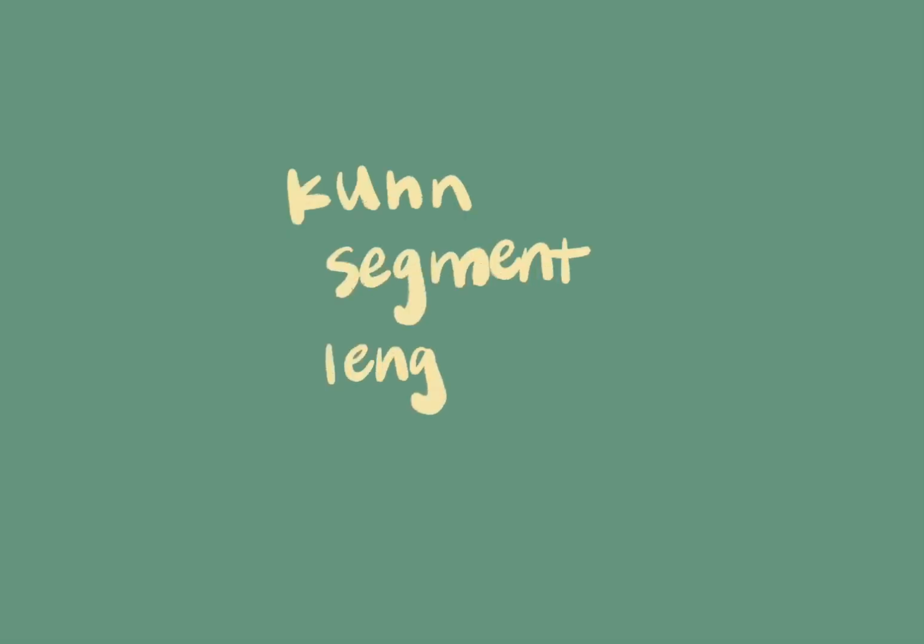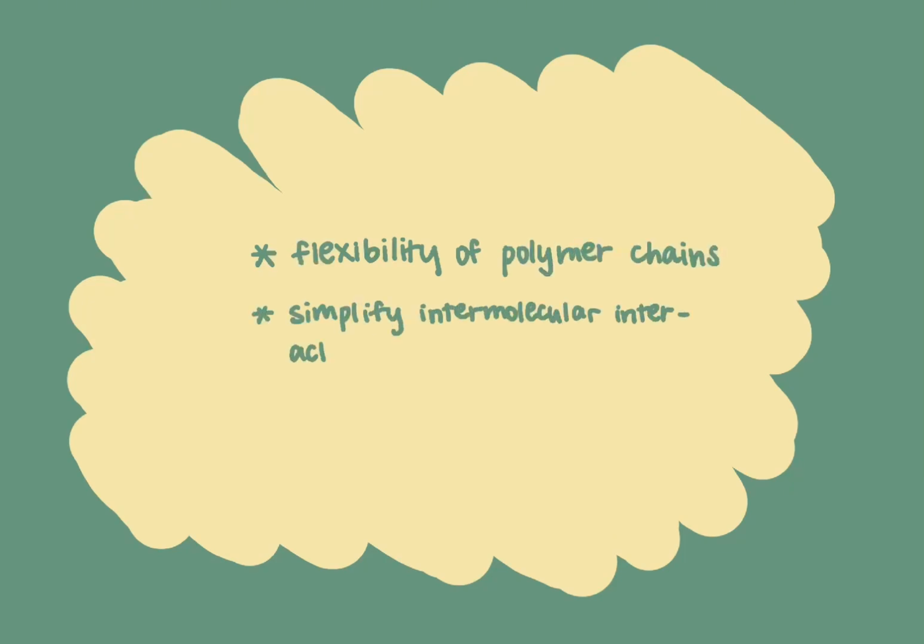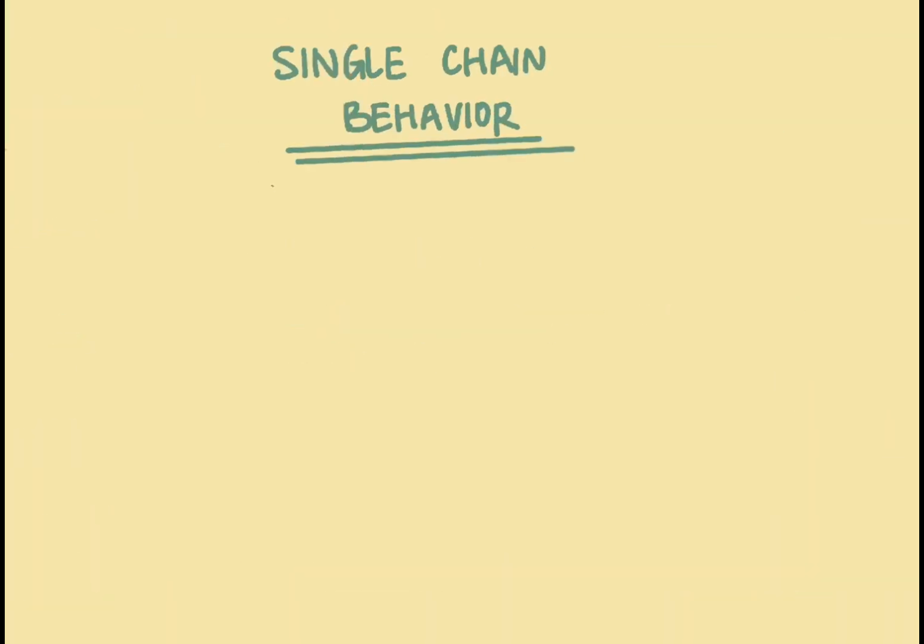Hello, today I will explain a fundamental concept in polymer physics, the Kuhn segment length. This term plays a critical role in describing the flexibility of polymer chains, which is key to understanding their mechanical and thermodynamic properties. This is a concept in single chain behavior where we discuss one of the most important factors that affect polymer chain behavior, the length.